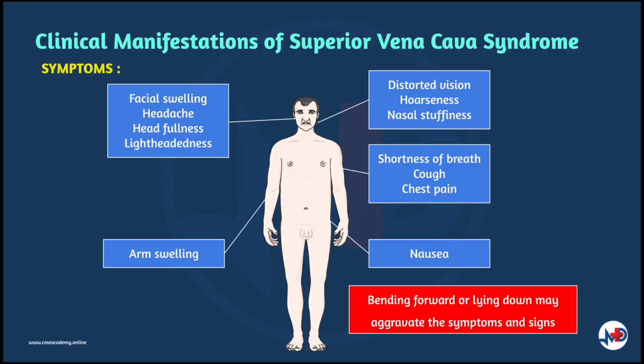Now, let's discuss the clinical manifestations of SVC syndrome. The symptoms of this syndrome include shortness of breath, facial swelling, head fullness, coughing, arm swelling, chest pain, distorted vision, hoarseness of voice, headache, nasal stuffiness, nausea, and lightheadedness. Bending forward or lying down may aggravate the symptoms and signs.